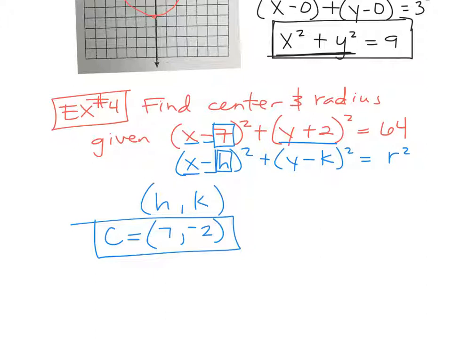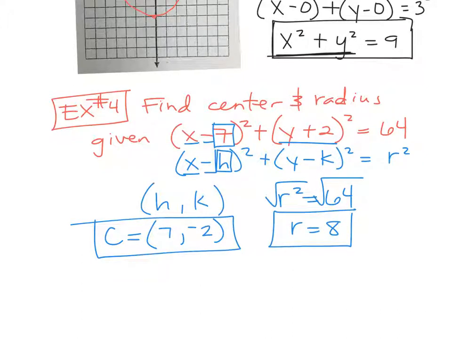And your radius is 8. So r squared is 64 right now. You square root that. That makes your radius 8. So just make sure you're doing opposites when you find the center. If it looks negative up here, it's a positive. If it looks positive up here, it's a negative, because we're using subtraction. Questions on that?